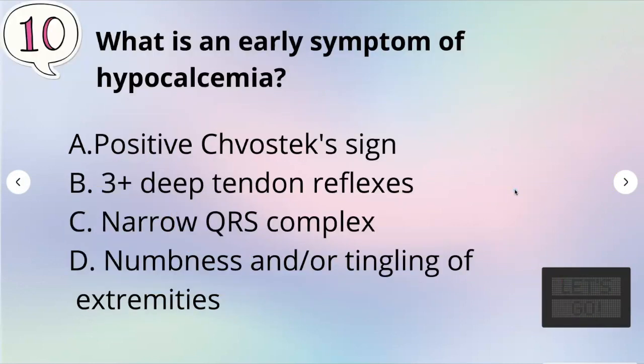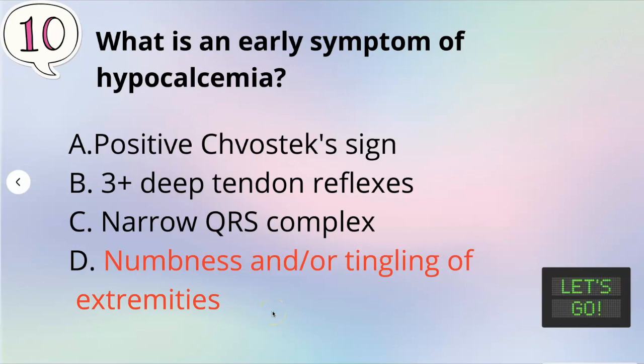Number 10, what is an early symptom of hypocalcemia? Keyword here being early. Is it A, a positive Chvostek sign? B, 3+ deep tendon reflexes? C, a narrow QRS complex? Or D, numbness and/or tingling of extremities? If you said D, you are correct. And early, now you can have a positive Chvostek sign in hypocalcemia, but the keyword in this question stem was early. And the first symptoms people may have will be the numbness and/or tingling, maybe of the lips, of their fingers, of their toes.